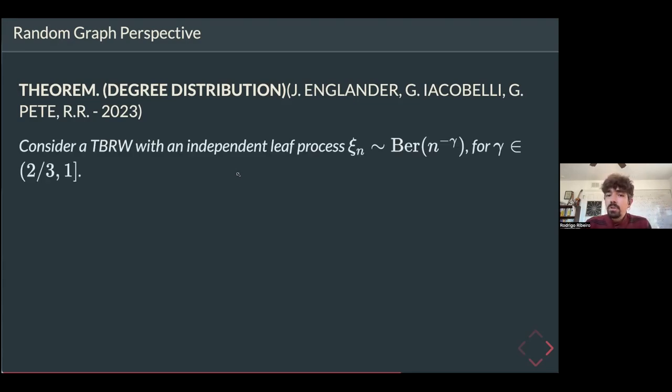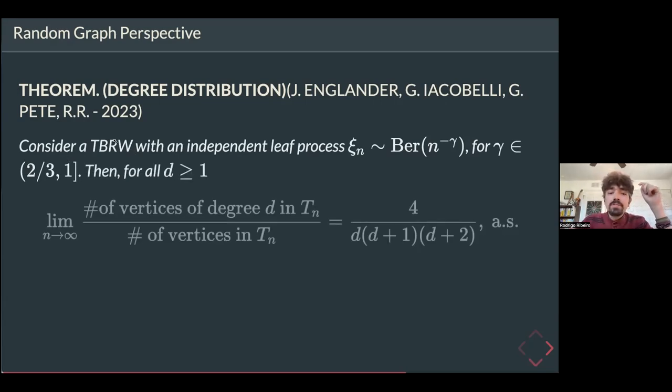So we do have a result about the degree distribution. If you start with an independent leaf process, obeying a Bernoulli distribution with a time-dependent parameter, 1 over n to the gamma, with gamma above 2/3, then if you want to know the proportion of vertices having degree d, this proportion is 4 divided by d times (d plus 1) times (d plus 2). So this is a probability distribution. This is what I mean: in the limit, you do not have vertices with infinite degree. There is no mass escaping to infinity, so there is no proportion of vertices with high degree, for instance.